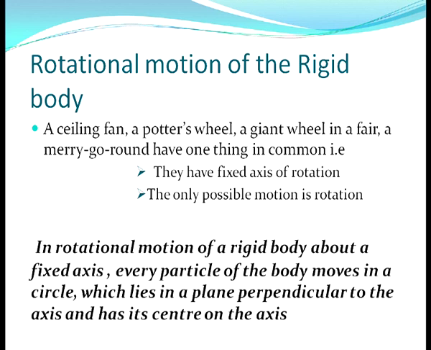Therefore, what do we have to say about the rotational motion of a rigid body? That is, in rotational motion of a rigid body about a fixed axis, every particle of the body moves in a circle which lies in a plane perpendicular to the axis and has its center on the axis.